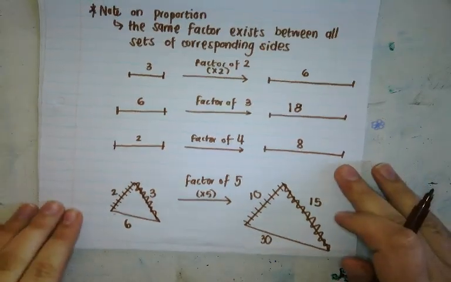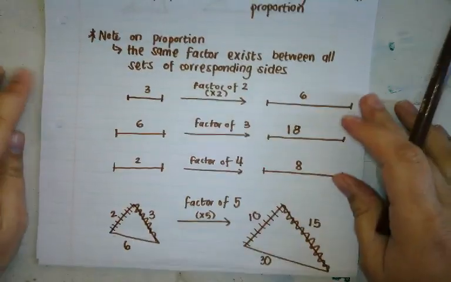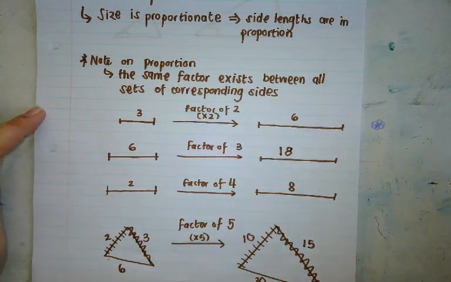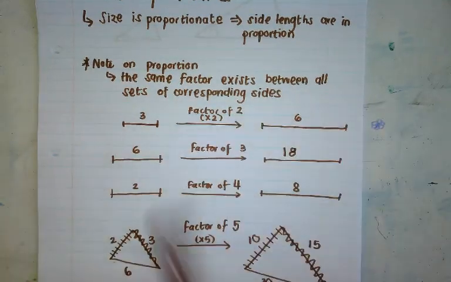So that's just a quick reminder on what similarity means, and proportionality between sides. Now we're going to write down our very quick 2 proofs, and then for the rest we're just going to practice example after example after example.